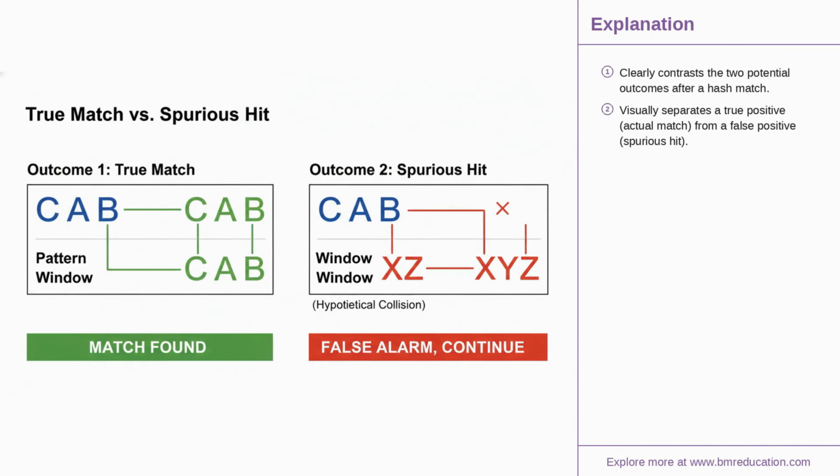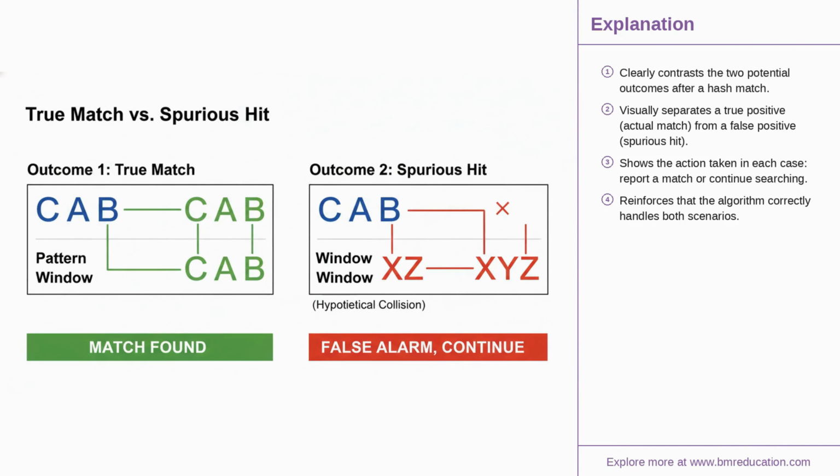Let's visualize the two possible outcomes of a hash match. In one case, the character-by-character comparison succeeds, and we found a genuine occurrence of our pattern. In the other case, the comparison fails, revealing a spurious hit. We then discard it and continue our search by rolling the hash to the next window. This two-step process combines speed with accuracy.